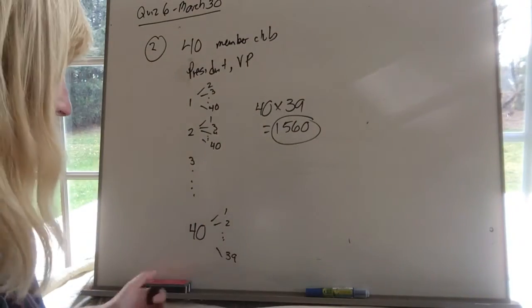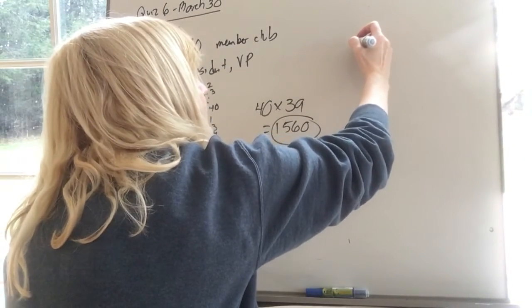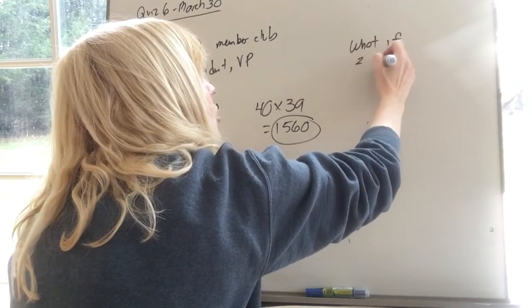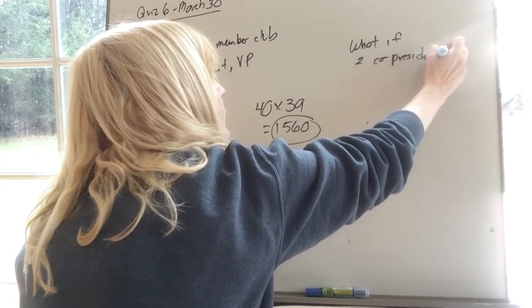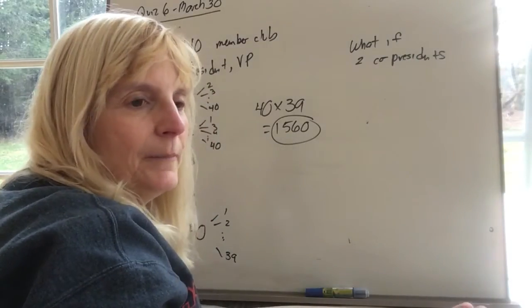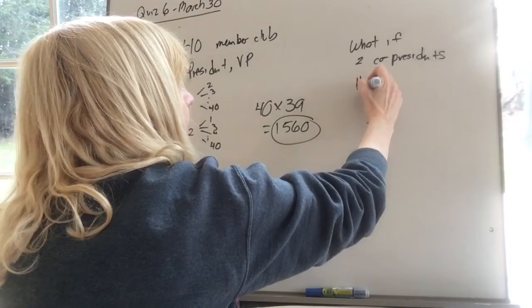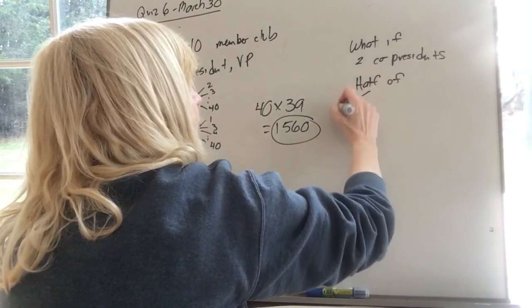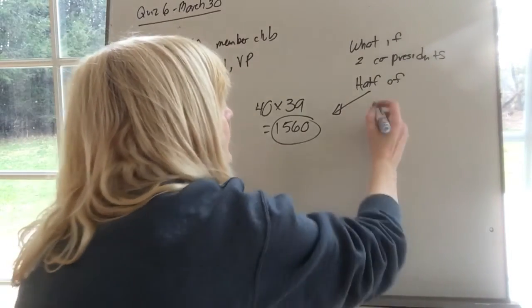The second part of the problem says, instead of a president and a vice president, what if 2 co-presidents? So 2 people, they're at the same level, right? So you know what it turns out, you guys? It's actually half of this. How come? How come it's half? Well, think about it, you guys.